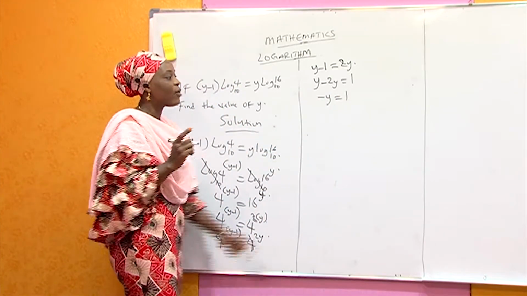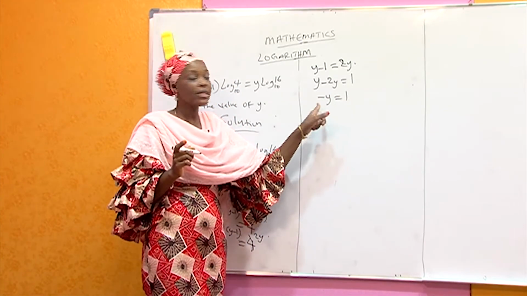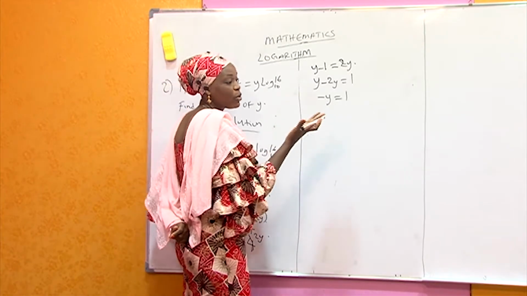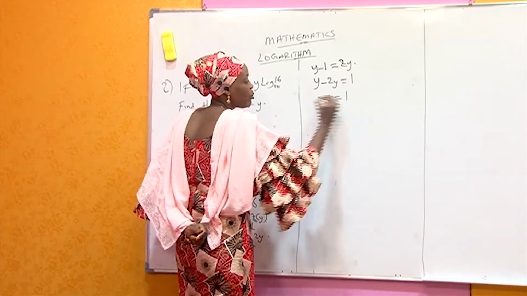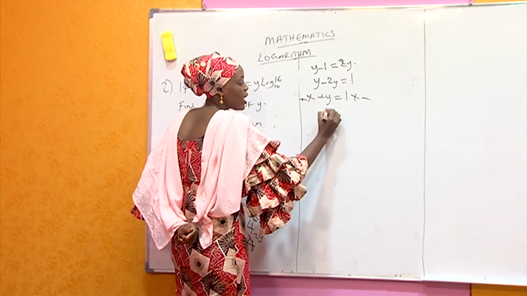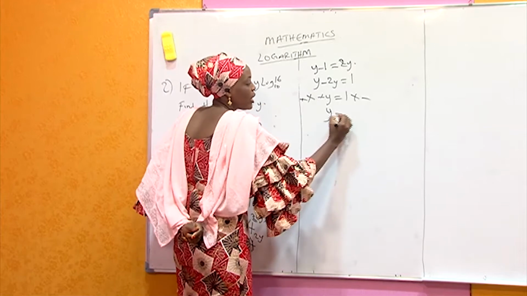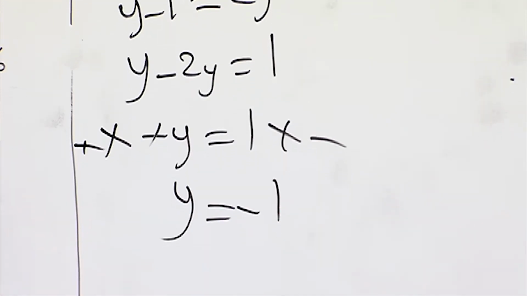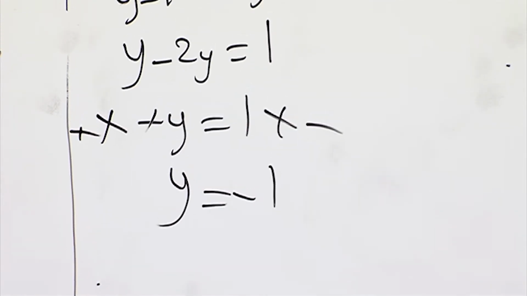We cannot leave our answer like this because this minus sign is still with our y. So you can just multiply both sides by minus. If you multiply both sides by minus, this minus cancels this minus here, so you have your y on its own now. When you have minus times 1, we get minus 1. So finally, the value of y is minus 1.